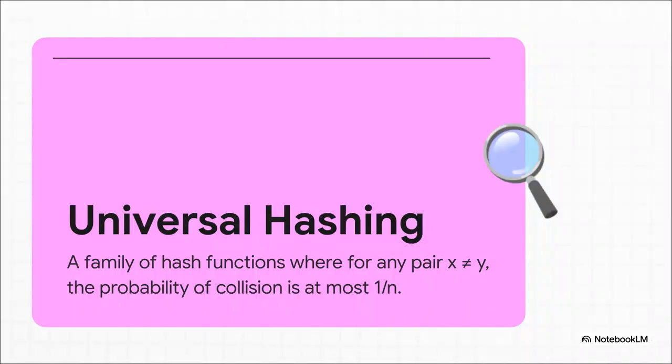And this is the big idea, formalized by Carter and Wegman back in 1977. It's called universal hashing. We don't just use one hash function, we create a big family of them. And the magic is this. If we pick one function from that family at random, we get a mathematical guarantee that for any two items you could possibly choose, the chance that they collide is ridiculously small.